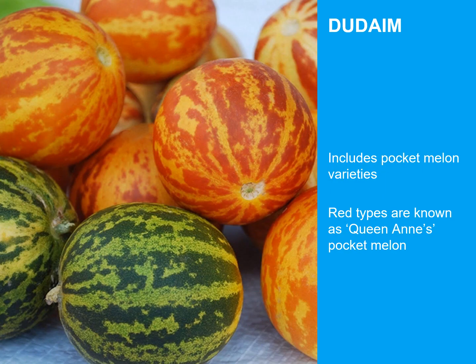And then perhaps my favourite is the dudaim type of melon. So these are actually very small, a few centimetres across, and they're also known as pocket melons, and they come in all these diverse colours. So you have the green types, but you also have the quite vibrant red and orange types, which are known as Queen Anne's pocket melon.